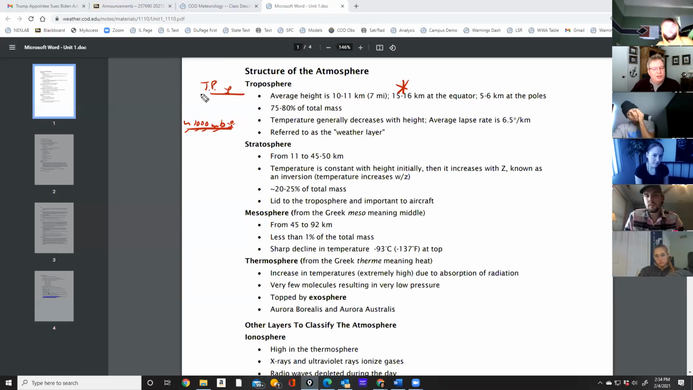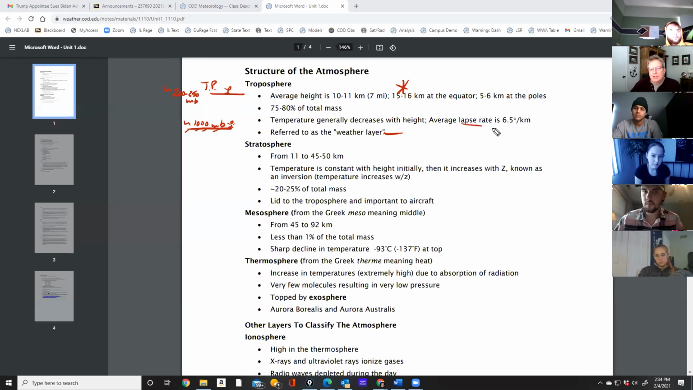So what's the pressure at the tropopause? Probably like 250, 200 millibars. Between 200 and 250 millibars. And that's really up around, on average, maybe 10 or 11 kilometers above the ground. So that's all the troposphere. Now, this is where our weather occurs.